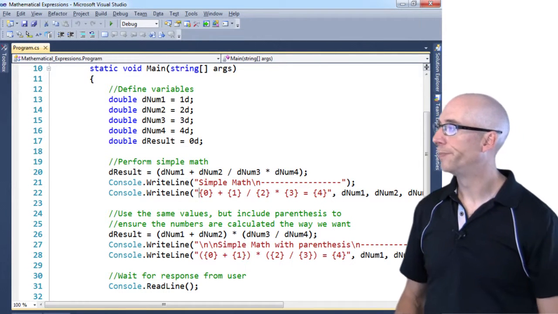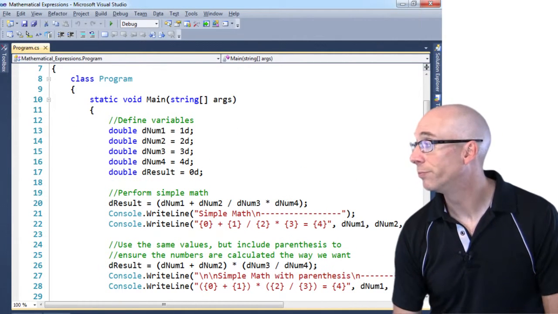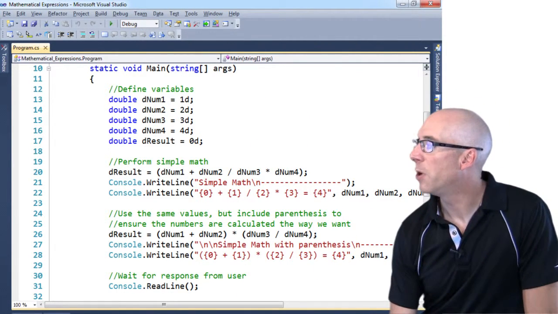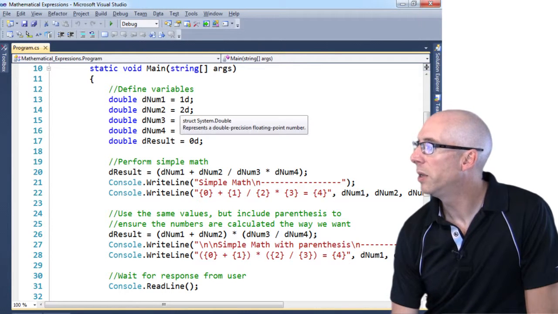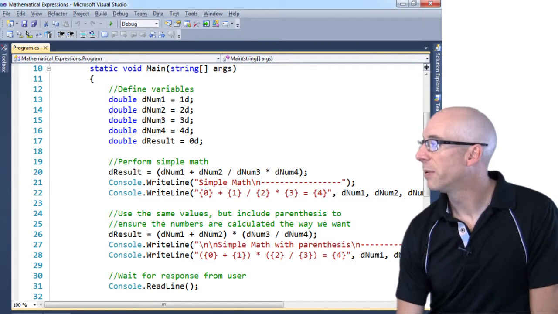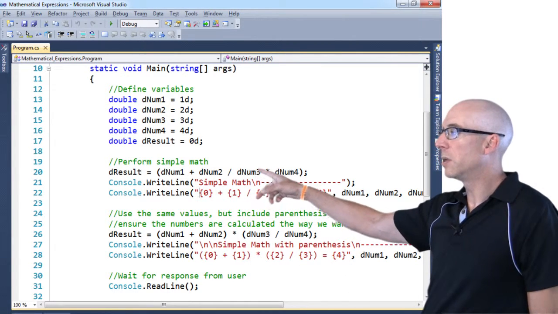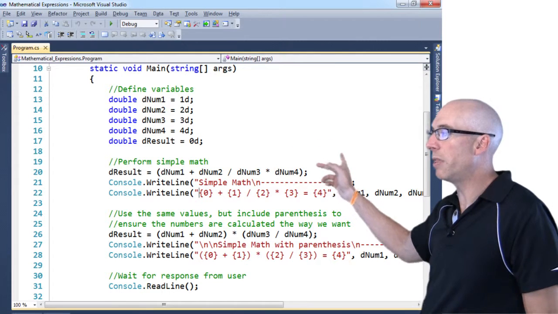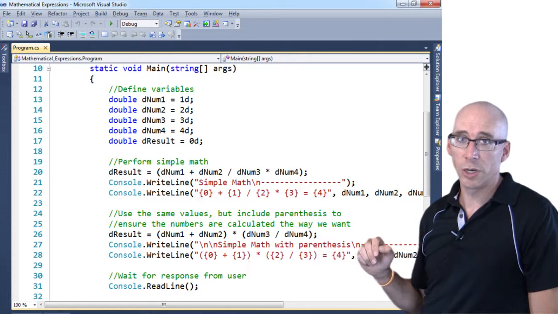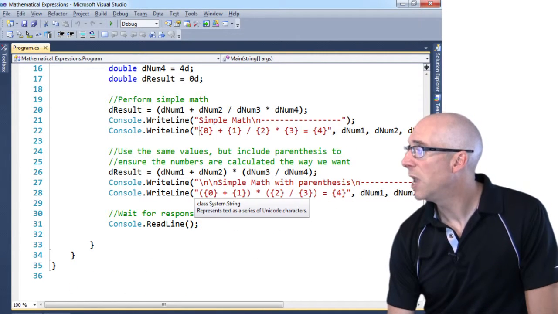So let's go look at some code. If you open up your mathematical expressions lesson, or actually project, inside of main we have our variables being defined up at the top. We have 5 double variables, dNum1 all the way down to dResult. Now I'm going to perform some simple math. So my simple math, dResult, is going to equal dNum1, so the value of 1, plus 2 divided by 3 times 4. Now you can look at this and think about what that's going to return. It's not going to return what you think. And then down below we have parentheses.